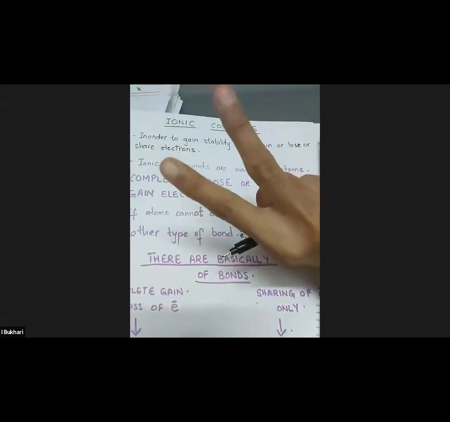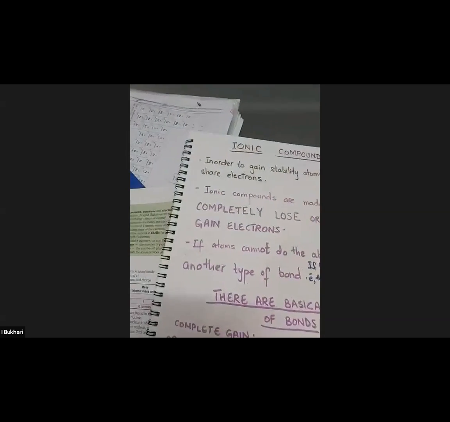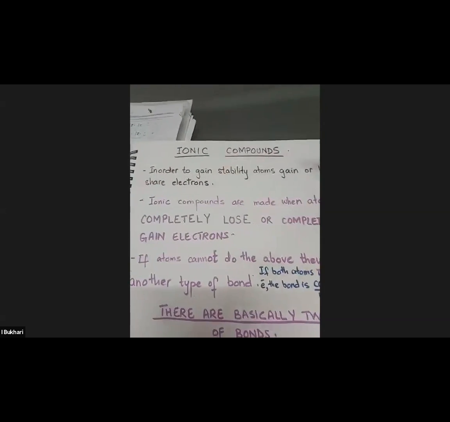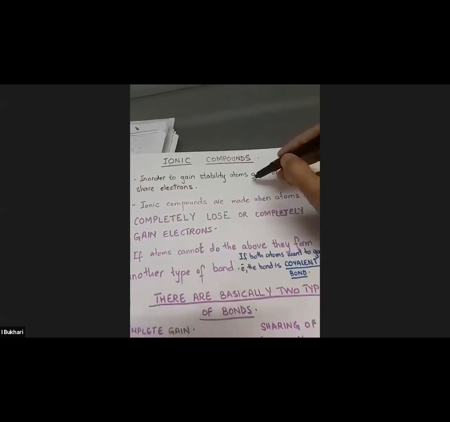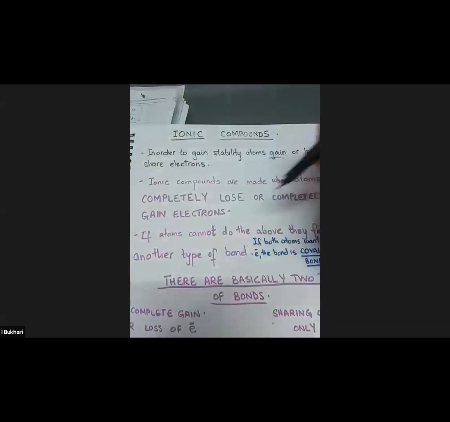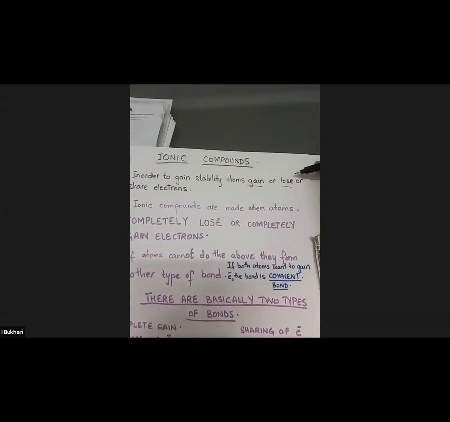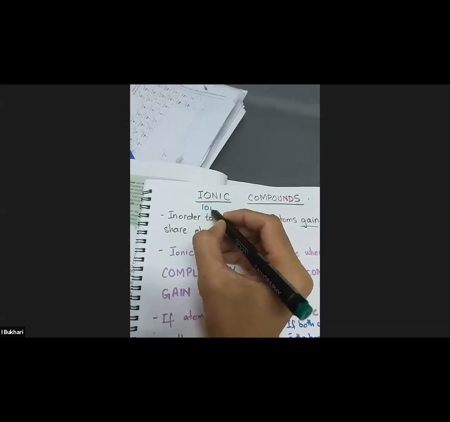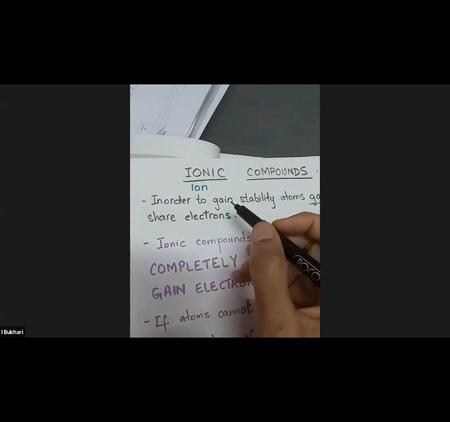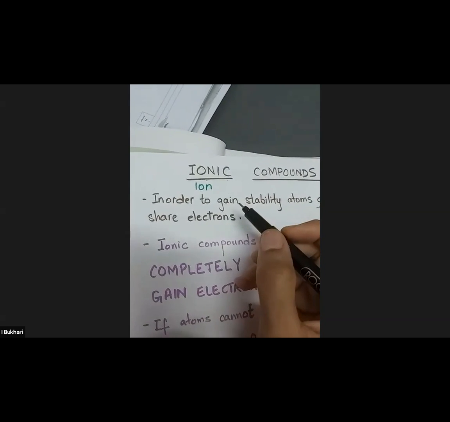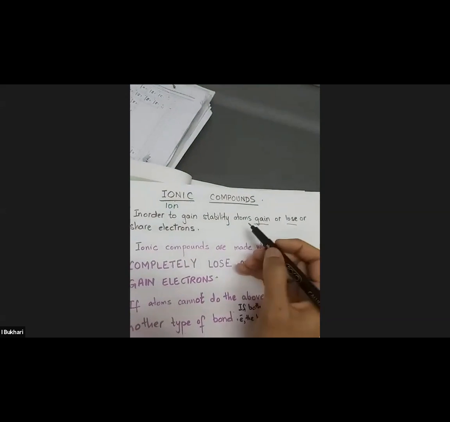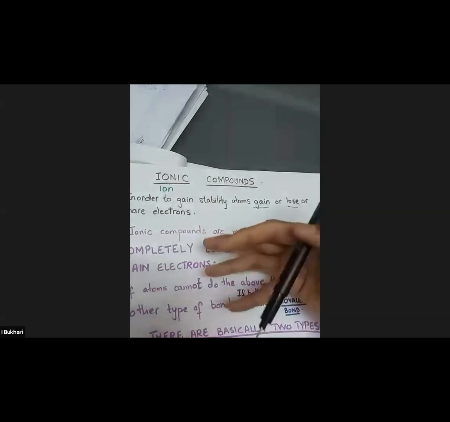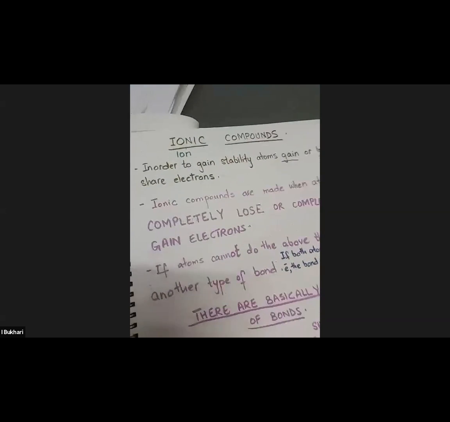Now we have 2 types of bonds, ionic and covalent. What do I mean by that? Ionic is when atoms can completely gain or lose electrons. When they completely gain or lose electrons, they form ionic compounds. The word ionic has come from ions. Ion means charged particles. So particles that can have a charge by losing or gaining electrons make ionic compounds, or ionic bonds. Are you understanding, Sidra?